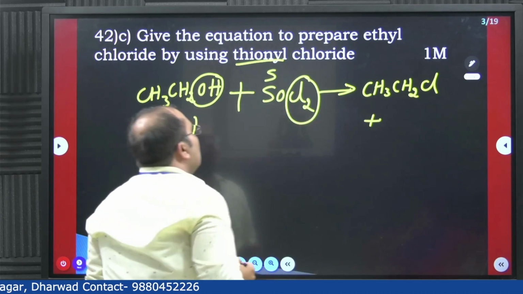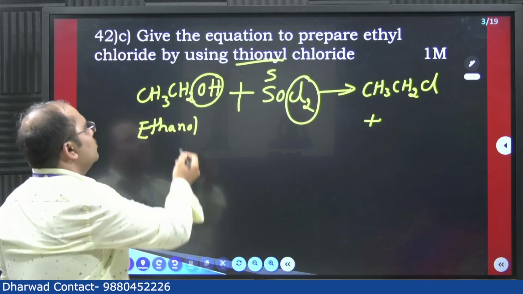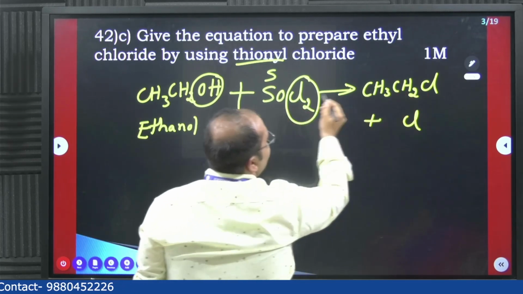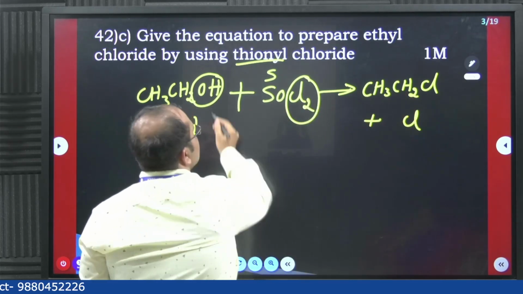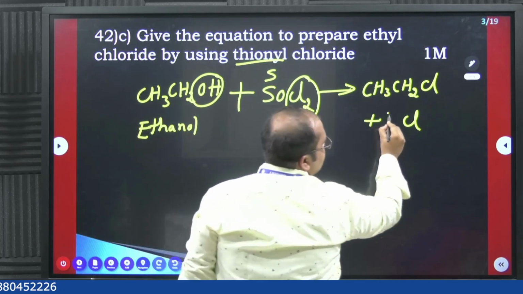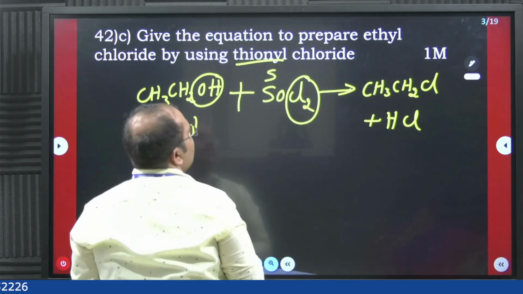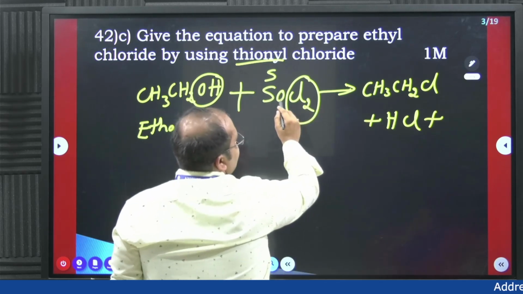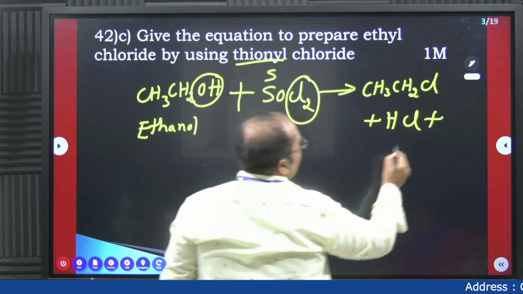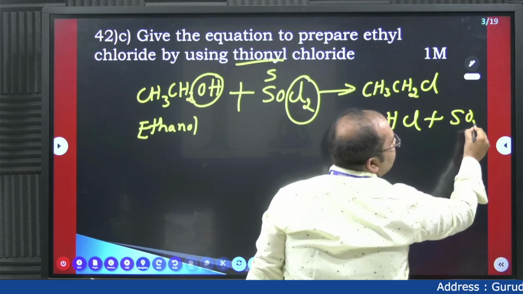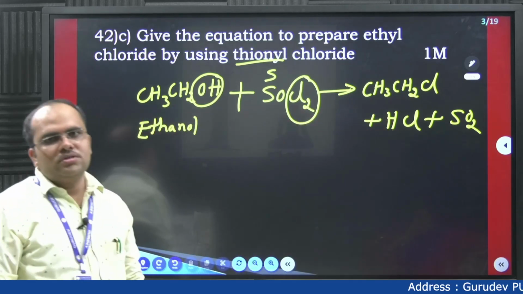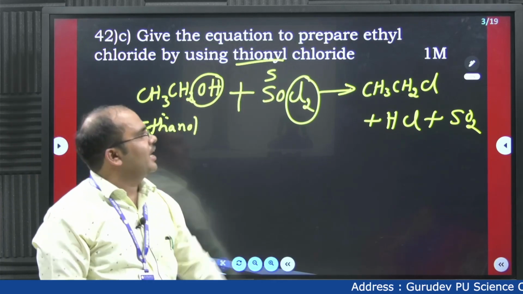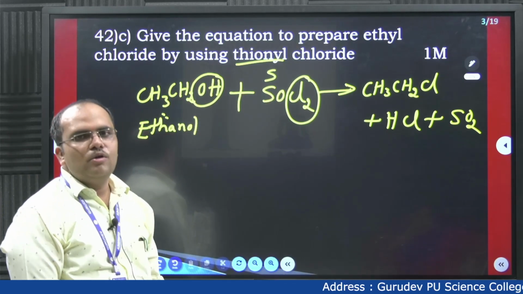What are the byproducts going to be released? One Cl is used here, another Cl is balance. Here also one H is remaining. So HCl. What are the remaining things? Here one S is there, one oxygen is there, here one oxygen is there. We can write SO2. That's enough. Simply we can write the reactions and complete the products.